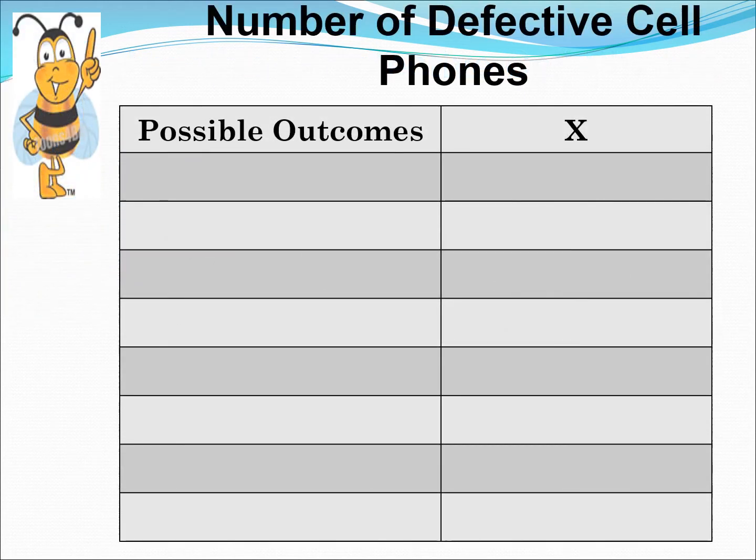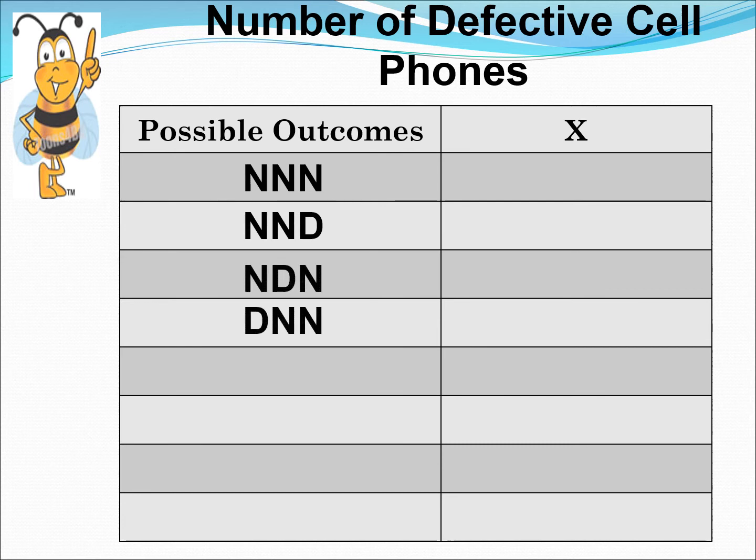So, let's list down the possible outcomes. We have NNN, NND, NDN, DNN, NDD, DND, DDN, and last, DDD, where all three cell phones we get are defective.